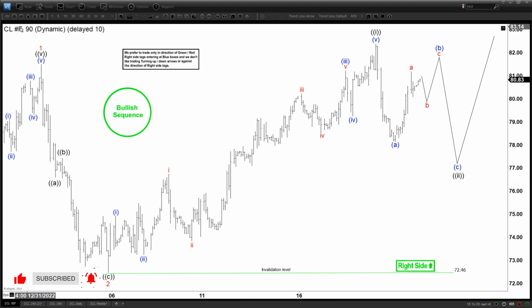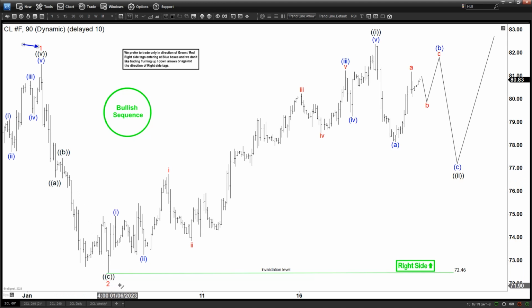Today we are looking at the chart of oil. This is a 90 minutes chart, and we can see we finished with 1 in the minor degree around 81.5, and then the pullback in wave 2 ended at $72.46. Since then, oil rallied again, and the high broke above the previous peak, so that confirms this is the next leg higher in oil already starting, right?